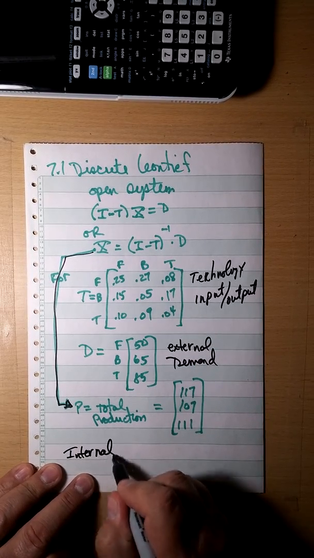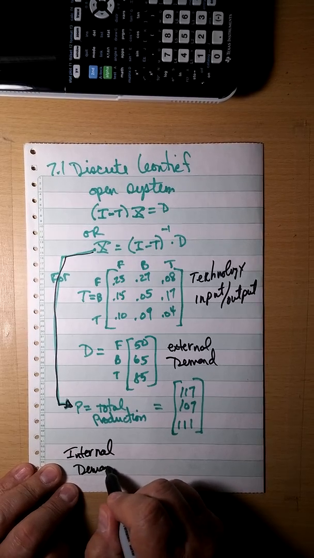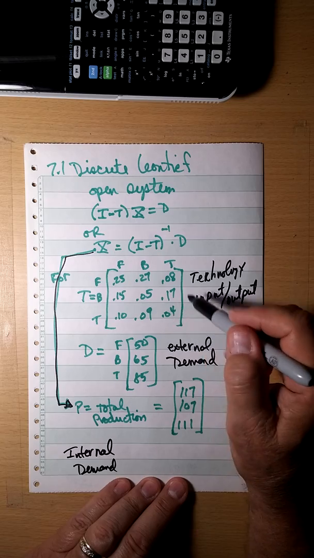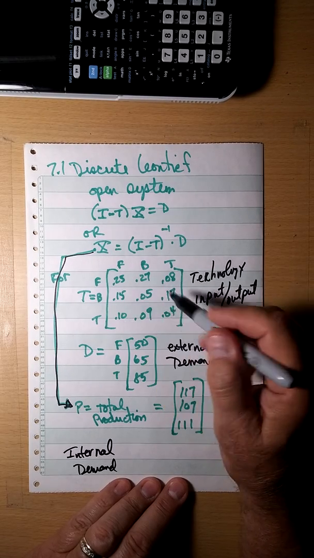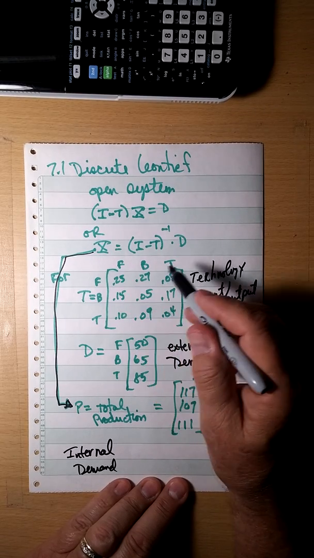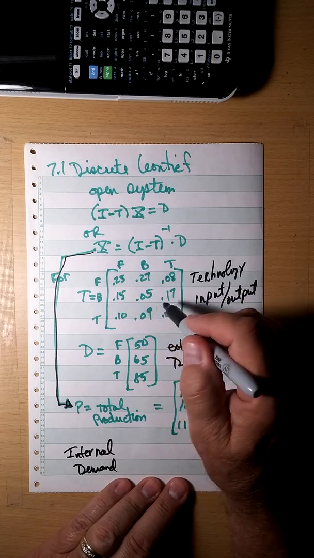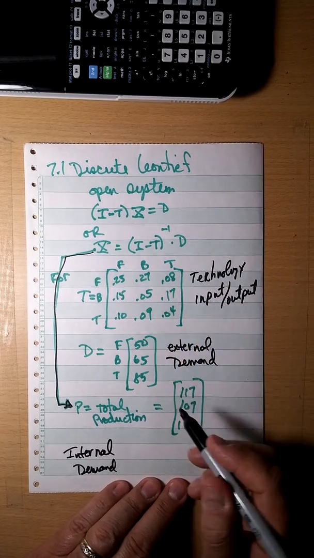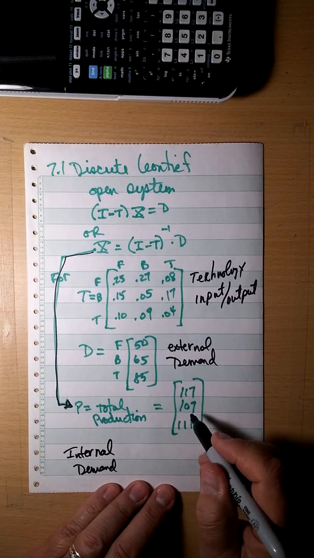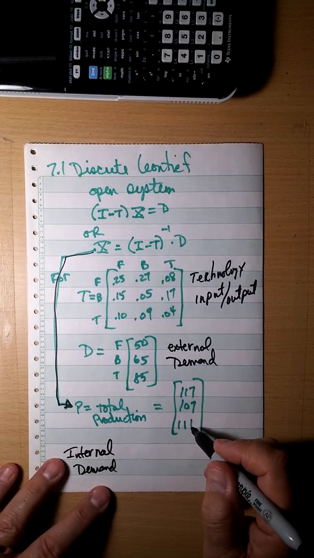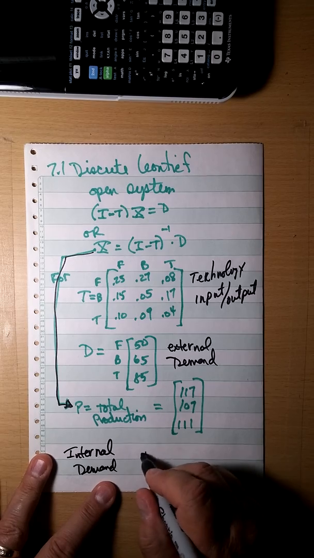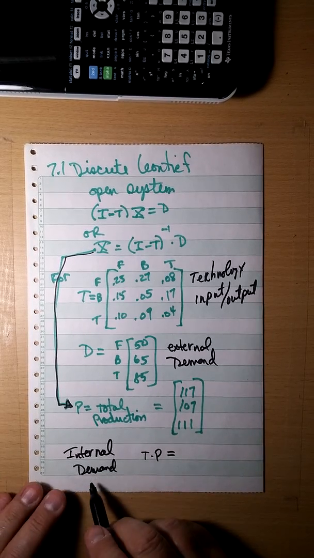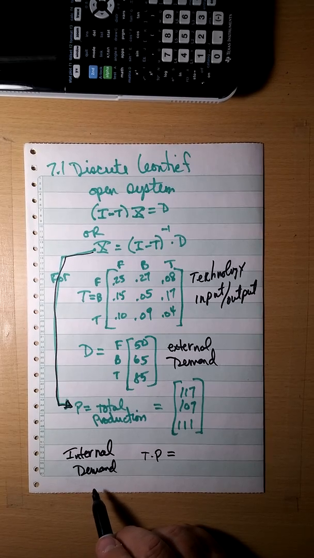So what is the internal demand anyway? Well, this was the percentages we needed for each of these between each other, for the farmer, the builder, and the tailor. This is what we have to produce totally. So if we take that T and multiply by the P, that is the internal demand.